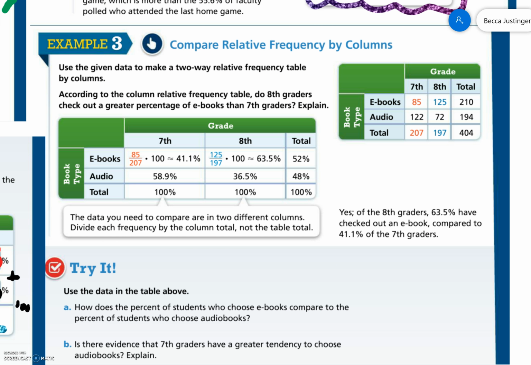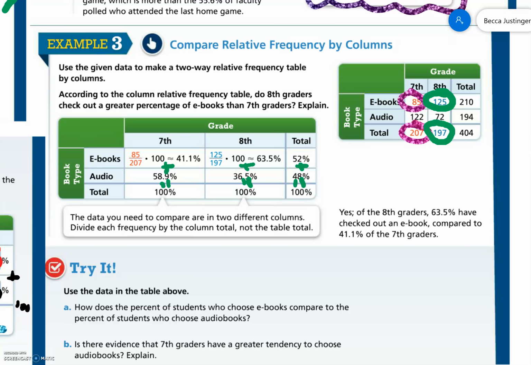Example 3, compare relative frequency by columns. Okay, so row was left and right horizontal. Columns is up and down vertical. So you do the same thing, but now you're comparing vertically. 85 over 207. 125 over 197. And again, since we're doing it by columns, you can only add up and down, not side to side. Only add up and down.